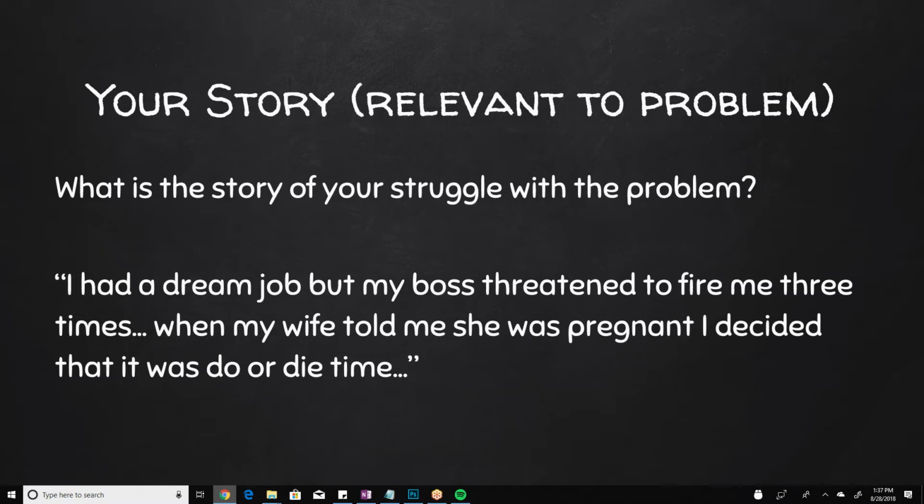Then you want to put together your story. The story can be your struggle with the problem, right? So for example, the story of your struggle with the problem could be, I had a dream job, but my boss threatened to fire me 3 times. And then when my wife told me she was pregnant, that was it. It was do or die time, right?